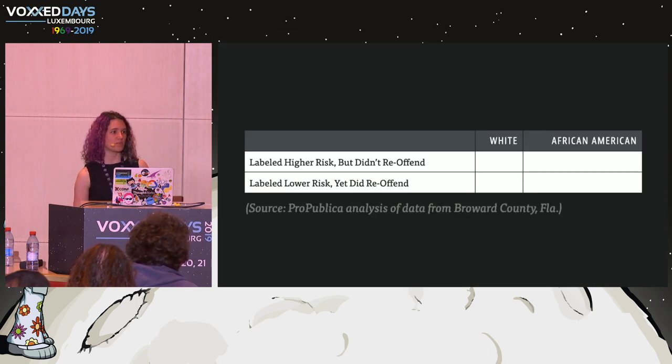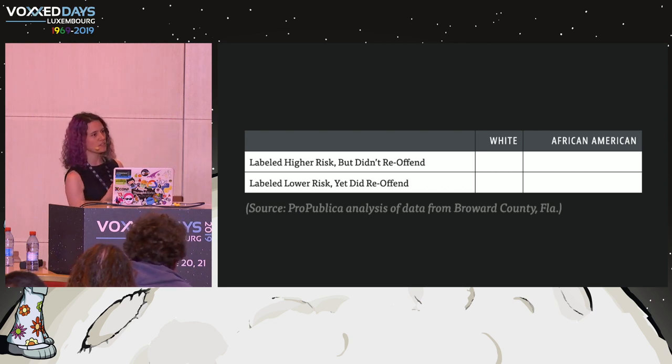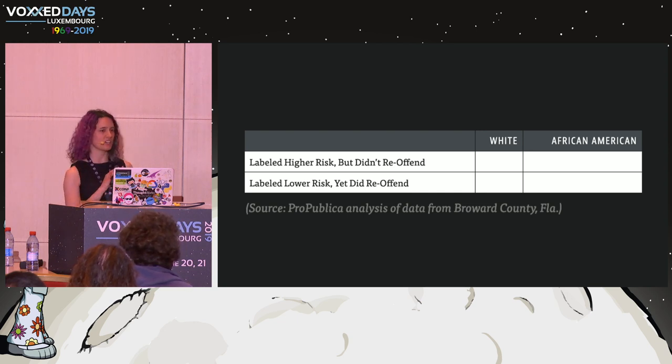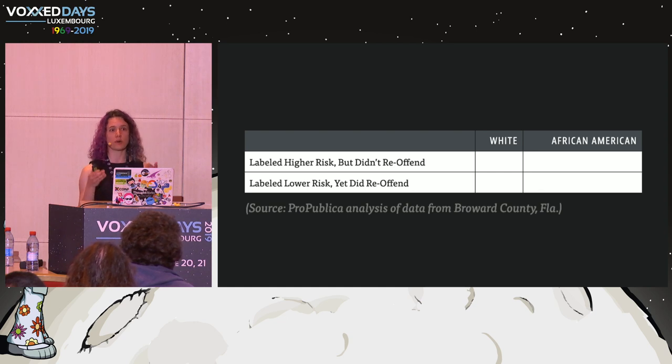ProPublica did an assessment of some of the data of this tool currently in use called Compass. And they looked at the two failure cases that you're usually testing to try and avoid. So the first one is who was labelled as high risk of reoffending, but then actually didn't reoffend. So this is your false positives. And who was labelled as low risk, but then actually reoffended. So those are the false negatives. These are the two types of failure cases that we try and avoid when training a model.